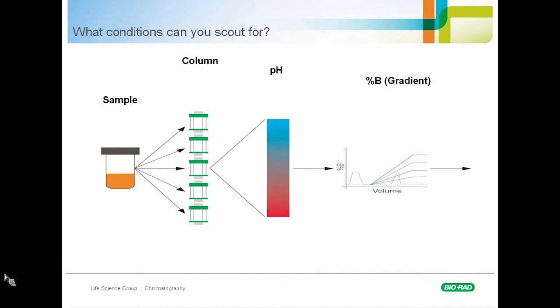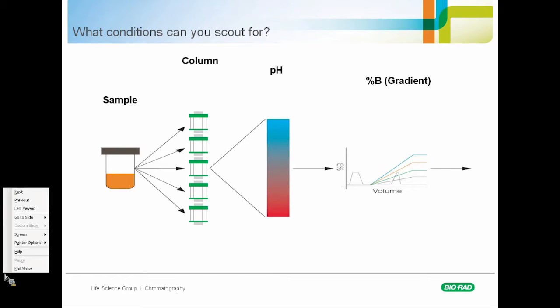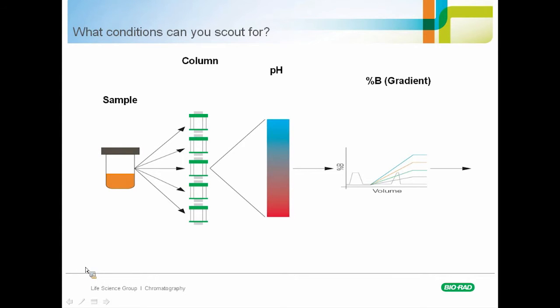And then from there, you could also scout across different elution gradients: the angle of the gradient, the length of the gradient, an isocratic or a step. These are all ones that can be scouted in an automated fashion to then quickly give you the optimal method that could then be moved forward into your multi-D methodologies.